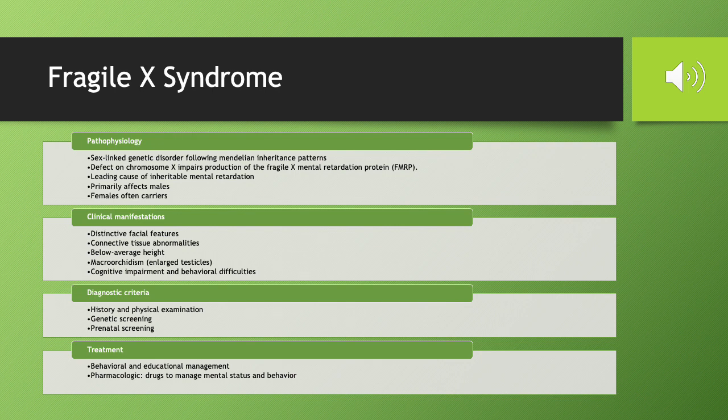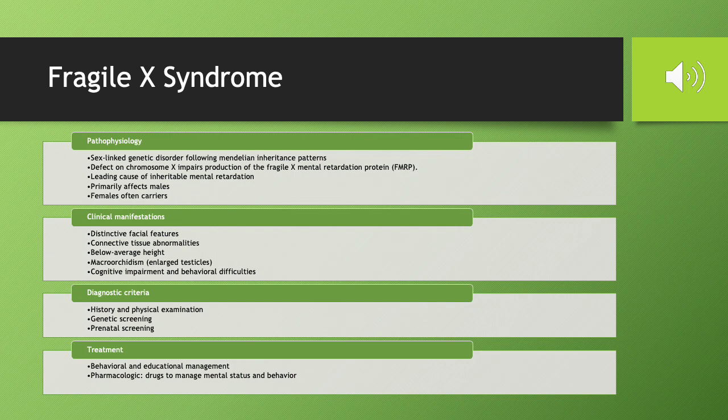So the clinical manifestations involve distinctive facial features. There is connective tissue abnormalities. They present with below average height. They are short. And even your testicles in the males, they are enlarged. So it's macroorchidism. The cognitive impairment and behavioral difficulties are still there.